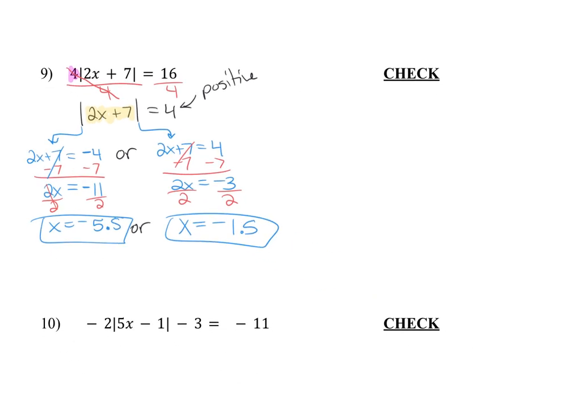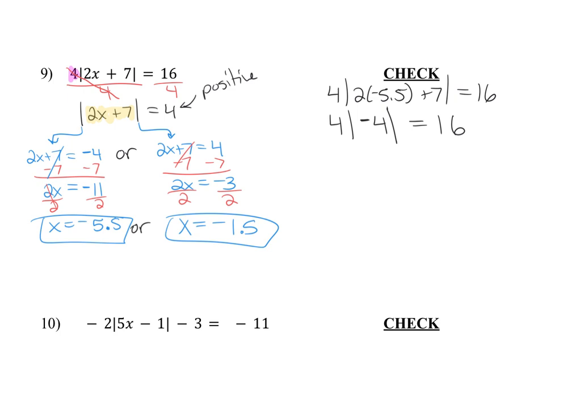So let's check. I always check the first one first. Just keep in order. So we have 4 times the absolute value of 2 times -5.5 plus 7. Close the absolute value, and it should equal 16. So let's see. Inside, I have multiplication and addition. So I have to multiply first, right? 2 times -5.5 is -11. Add 7 to that. What do we get? It's going to be negative. What's -11 plus 7? Not -3, -4. Good. I can't multiply it yet. I have to do the absolute value of it.